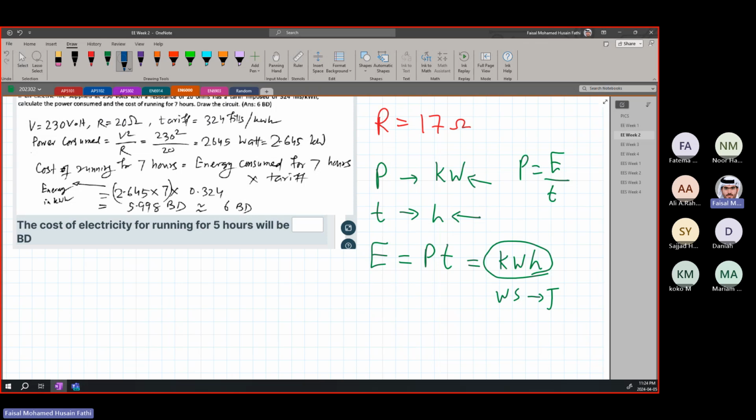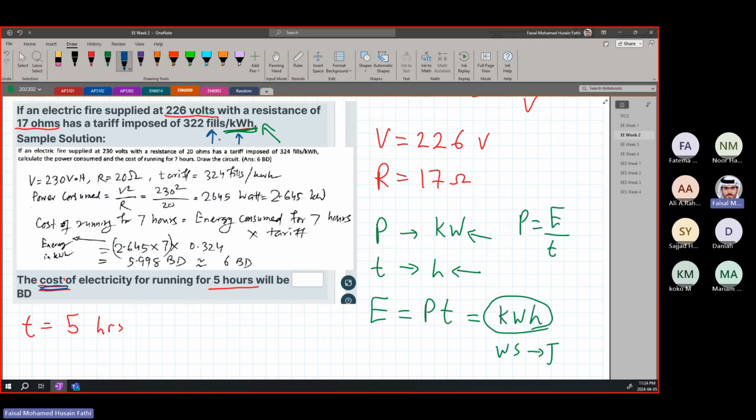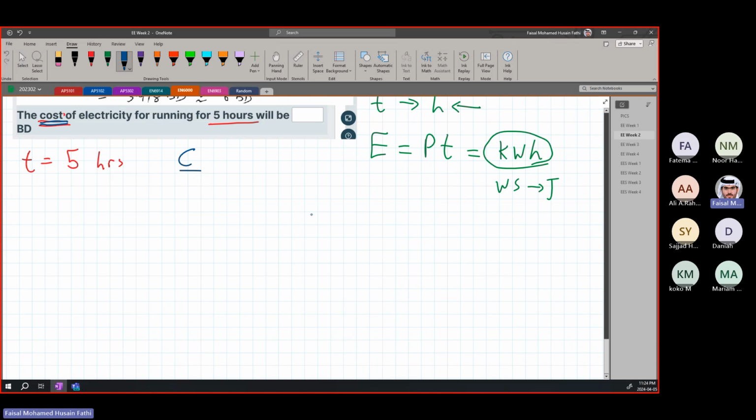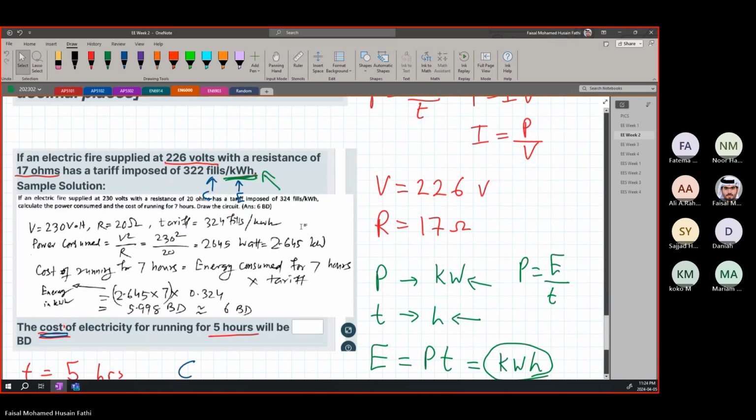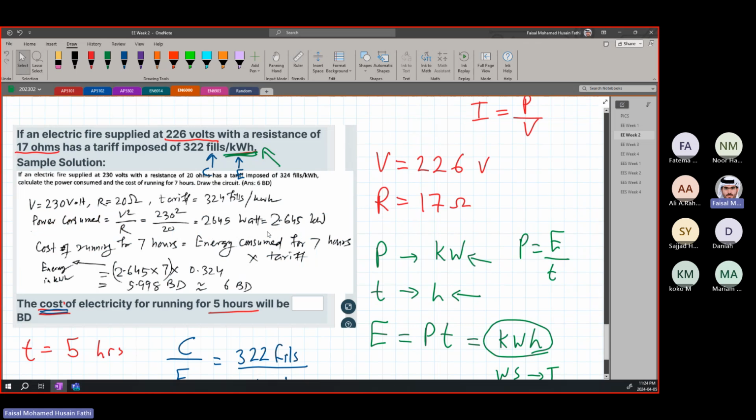The question says the cost of electricity for running for 5 hours, so the time given equals 5 hours. They want us to find the cost. How much is the cost? As we know, the cost per energy is given here. The fils per energy. This is energy E and this is the cost, let's call it C. So we know that C over E, cost per energy, equals 322 fils per kilowatt hour. This is what the question gives us.